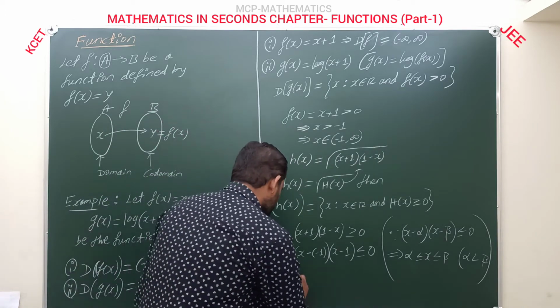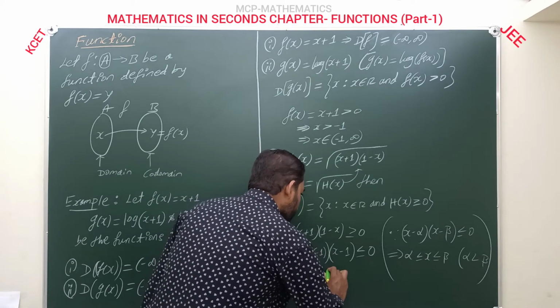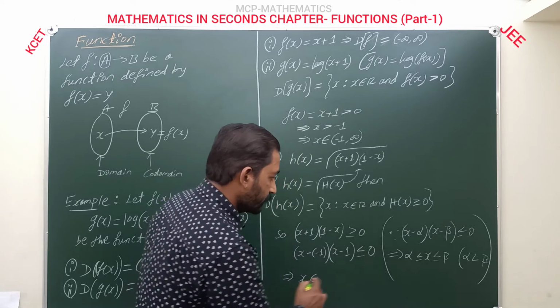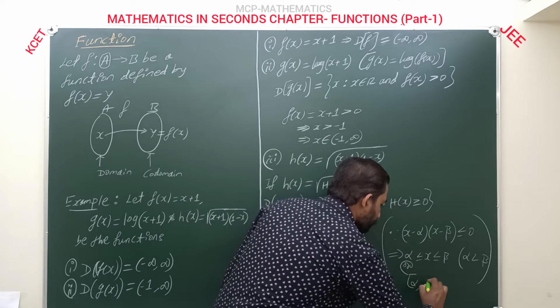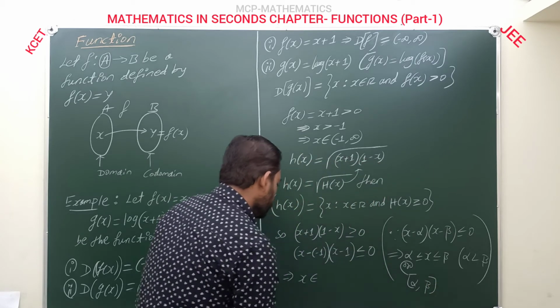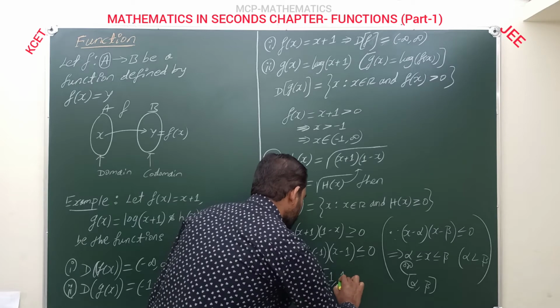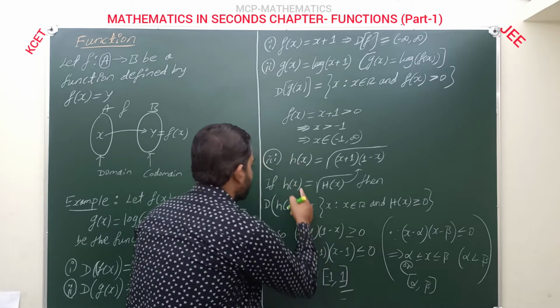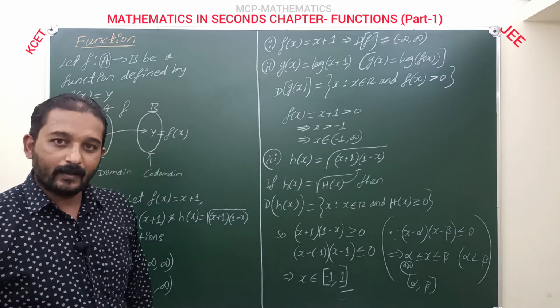So what are the x values in this case? x belongs to the closed interval, nothing but the closed interval alpha to beta, so including minus 1 to plus 1. So the domain of this function is the closed interval minus 1 comma plus 1.